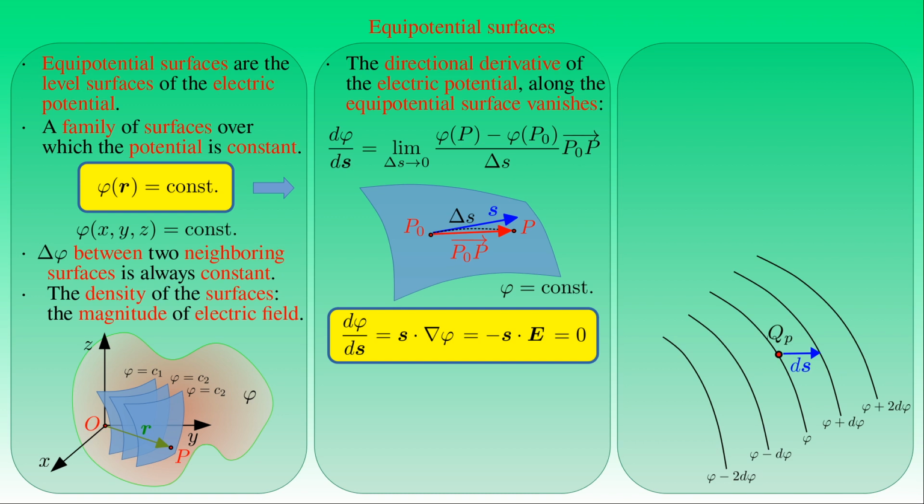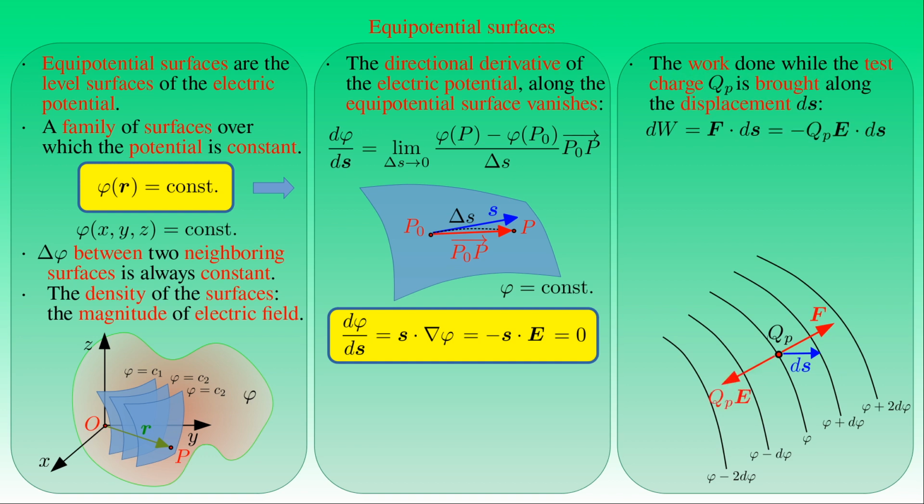Then the infinitesimal work dW done while the test charge QP is brought along the displacement ds can be written in two forms. On the one hand, the work dW is given by the scalar product of the force F acting against the electric field and the displacement vector ds. By definition, this force is equal to minus the test charge QP times the electric field strength E. The scalar product of the electric field strength E and the displacement vector ds can be written as the magnitude of E times the length of ds, times the cosine of pi minus theta, where the angle theta is measured between the directions of the force F and the displacement ds.